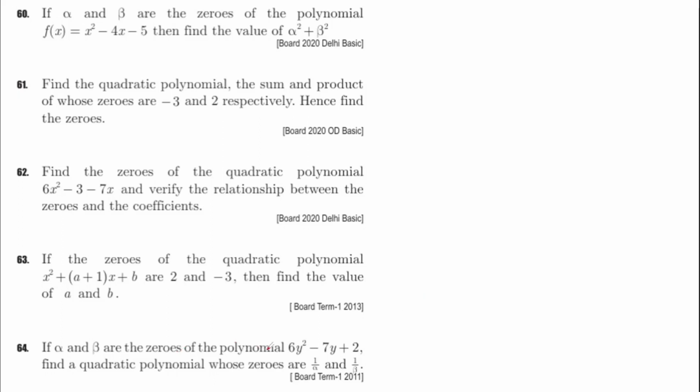If alpha and beta are the zeros of the polynomial, find a quadratic polynomial whose zeros are 1 by alpha and 1 by beta. Let's try to do this in this way. We have a polynomial like this, 6y square minus 7y plus 2. This is the given polynomial. Here the zeros are alpha and beta. So you can see that alpha plus beta will be 7 by 6 and alpha into beta will be 2 by 6. Now this 2 by 6 will get cancelled and gives you 1 by 3.